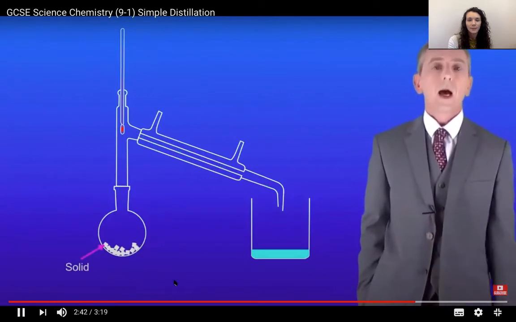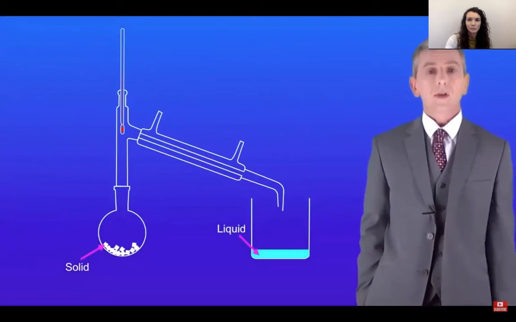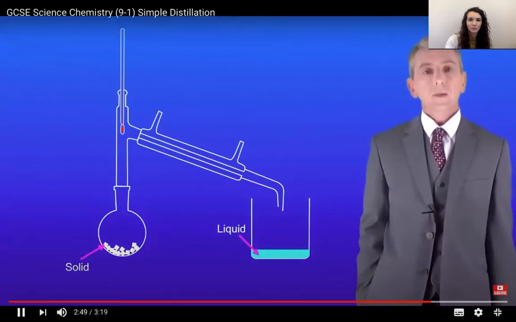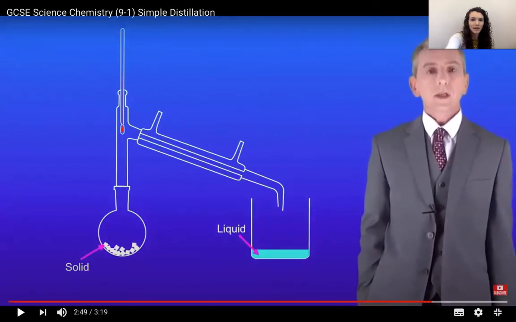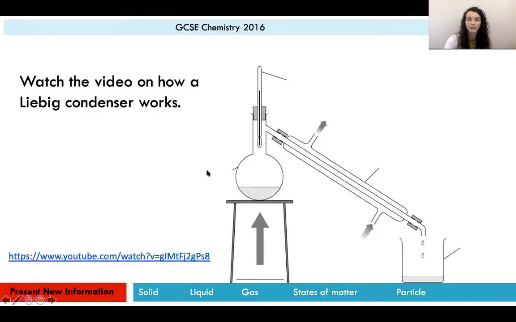Here, and our liquid is in the beaker here. So that's simple distillation. There we go. So that is simple distillation. So if I take us back to our PowerPoints, we can look at our diagram of the Liebig condenser.